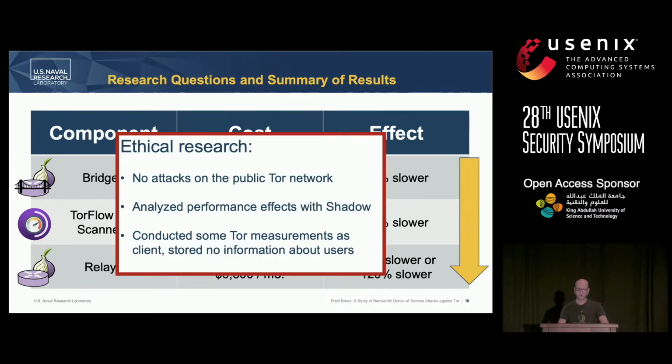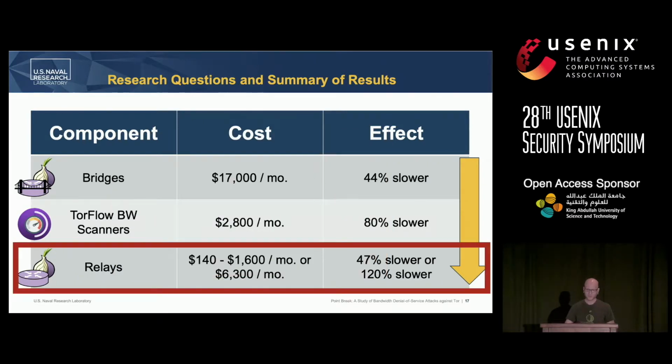Throughout the paper, we did these attacks in a private Tor network. We did not do them on the live Tor network for ethical reasons. We used a high-fidelity simulation using the Shadow simulator. We did some measurements on the Tor network, but they were mostly client measurements, and we didn't store any information about any users. So for the rest of this talk, I'm going to focus on the relay congestion attack and explain how it works, what the costs are, what the effects are. If you're interested in the other attacks, please see the paper for more details.